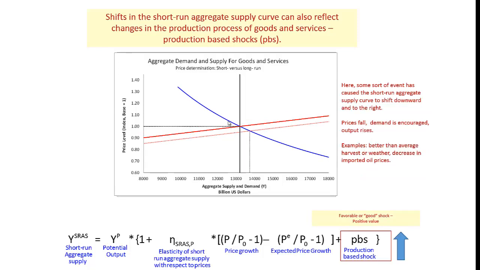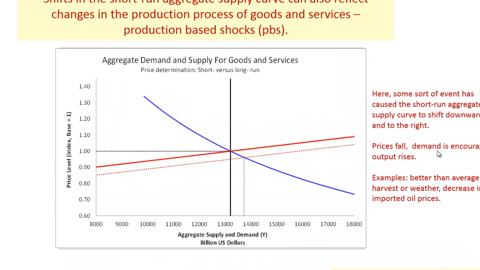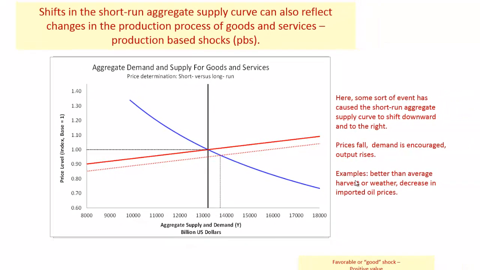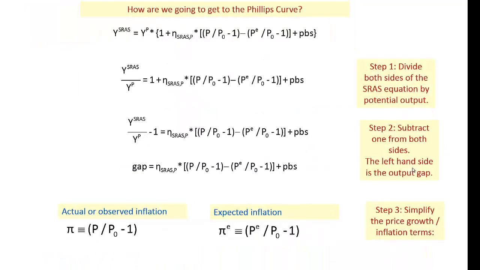We can also have a favorable or a good shock. Here, in this case, we see the short-run aggregate supply curve shift downwards. Prices fall, demand is encouraged, output rises. We have examples: better than average harvests or weather, or a decrease in imported oil prices. So now how are we going to get to the Phillips curve? Let's start out by rewriting the short-run aggregate supply curve.